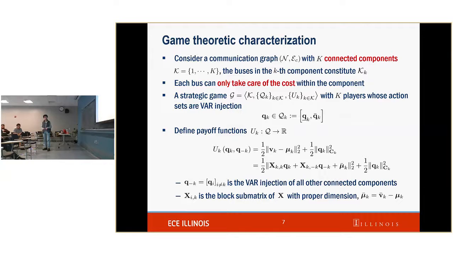And if we expand the expression for this VK following that linear relationship, we can get the expression for this payoff function. We can see that UK is not only a function of its own VAR injection QK, but also a function of Q minus K, which is the VAR injection of all the other connected components. And X here are the block submatrix of the X matrix. And the mu K here is just a constant.